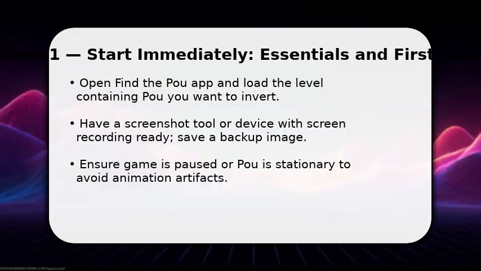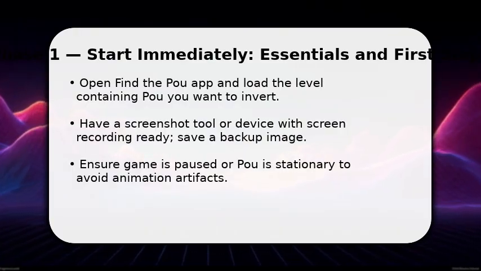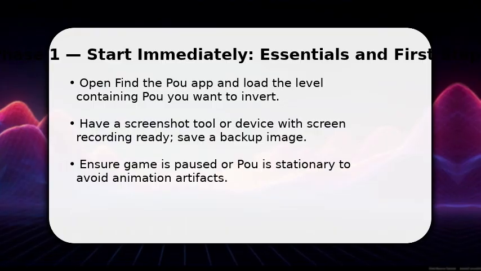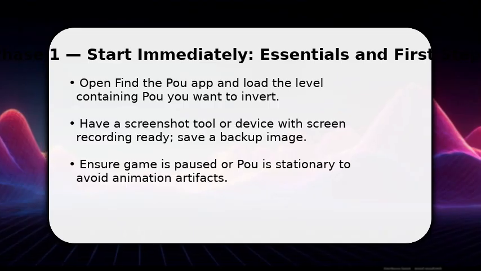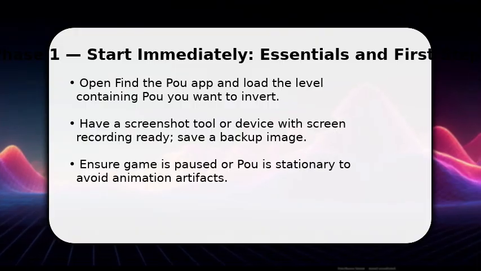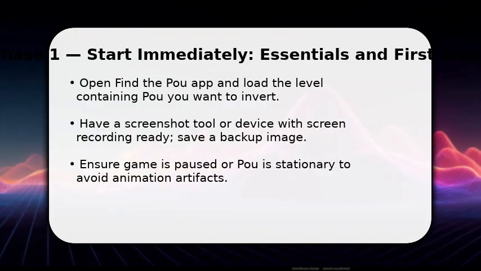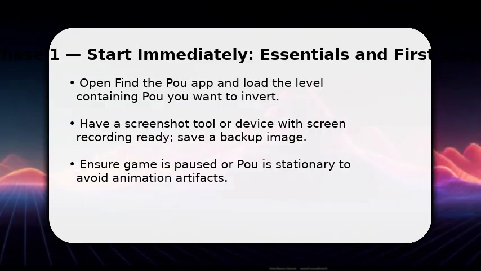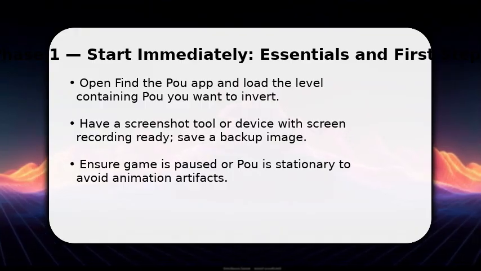You start by preparing poo and the necessary tools. Open Find the Poo and load the exact level where poo appears. Once done, pause the game or keep poo still so colors are consistent, and capture a screenshot or start screen recording to preserve the frame. Make sure your device has enough storage. Otherwise, export immediately. This prevents changes during editing and gives you a clean source image to apply color inversion precisely.